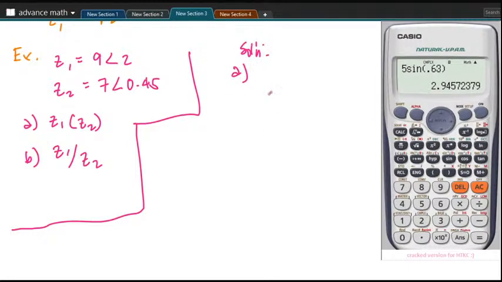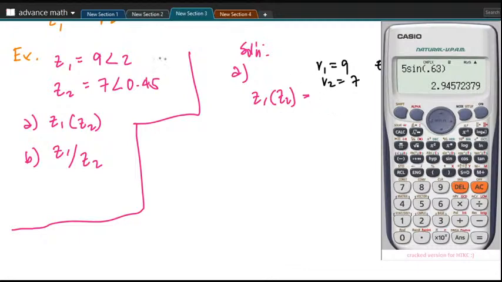Okay, so our z sub 1 times z sub 2 is equal to, our r sub 1 here is 9, our r sub 2 is 7, our theta sub 1 is 2, which is in radians, and our theta sub 2 is 0.45, which is also in radians.